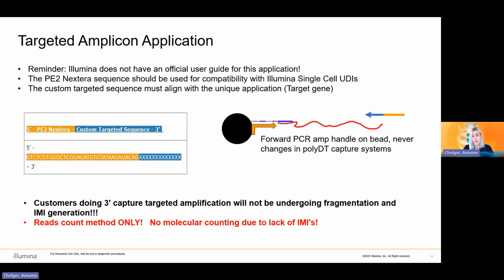Now, customers will not be doing fragmentation for library prep of this workflow, which means IMIs, or intrinsic molecular identifiers, will not be generated. For those of you familiar with the gene expression workflow for Illumina Single Cell, fragmentation during library prep is essential for the generation of IMIs, or intrinsic molecular identifiers, for transcript counting during bioinformatic analysis. This workflow does not undergo fragmentation, so there is no generation of an IMI.